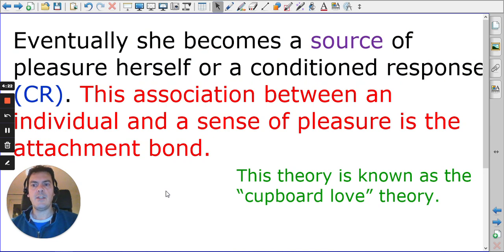We are trying to use the learning theory to understand how a baby becomes attached. So we've got to say something along the lines of, it's this association between the individual and a sense of pleasure where the attachment bond forms. Okay, so there's got to be some kind of back and forth reaction to the mother being there and producing food.